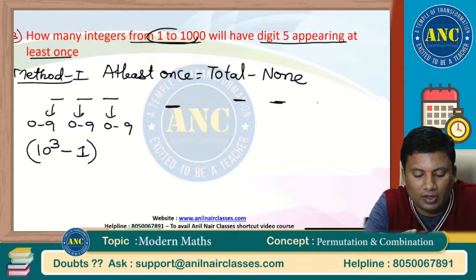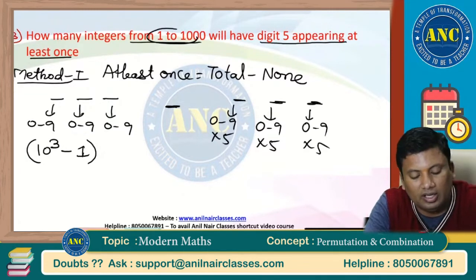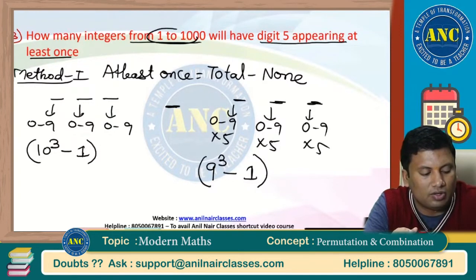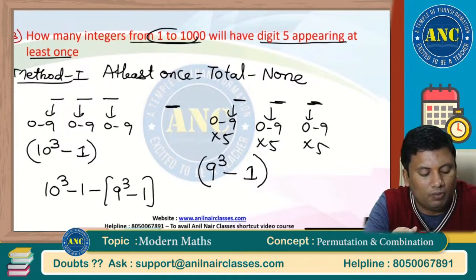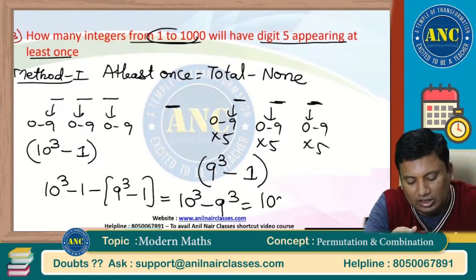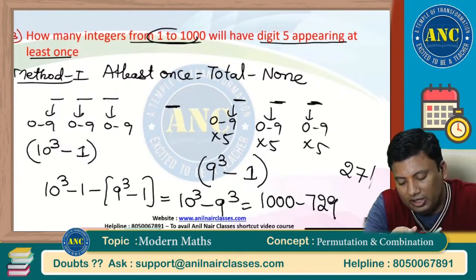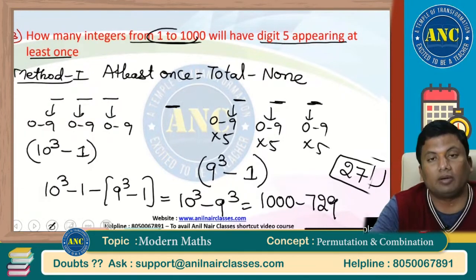Minus the numbers where 5 should not come. 0 to 9 is 10 digits, and 5 cannot come, so each place has 9 choices, so it is 9 cube. Again, all 3 cannot be 0. Answer is 10 cube minus 1 minus (9 cube minus 1). So the answer is 10 cube minus 9 cube, which is 1000 minus 729, which is 271.